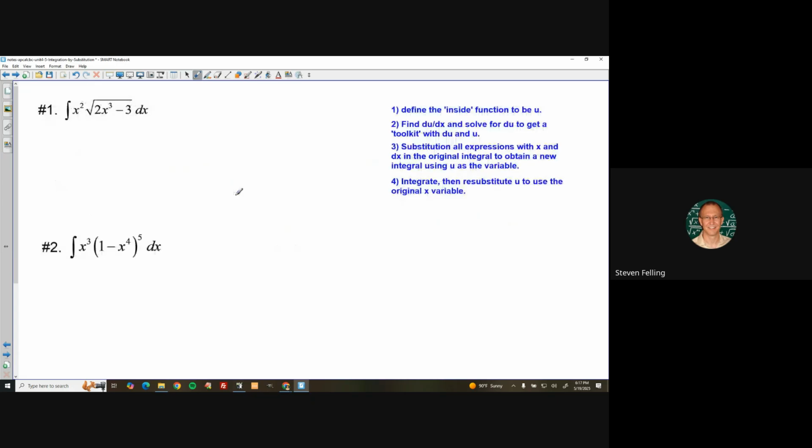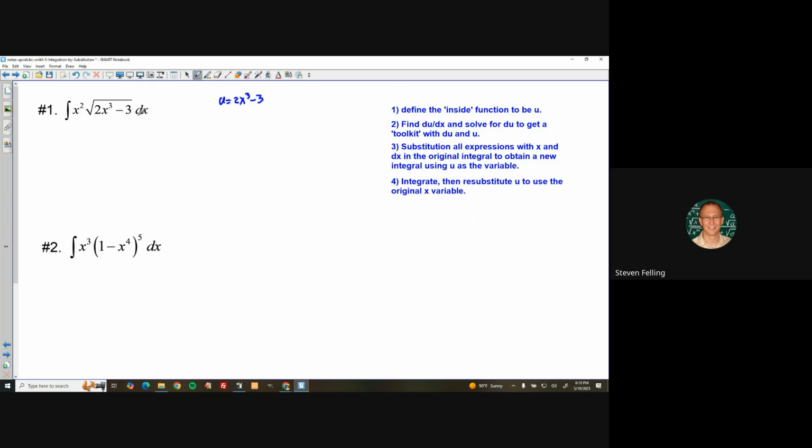Okay, so we're just going to see a bunch of examples of this. You can try pausing the video and then unpause to see if things are matching up. So for this first one, number 1 here, I would identify this inside function. It's clearly inside of the square root, so I'm going to define that as u. U is 2x cubed minus 3.